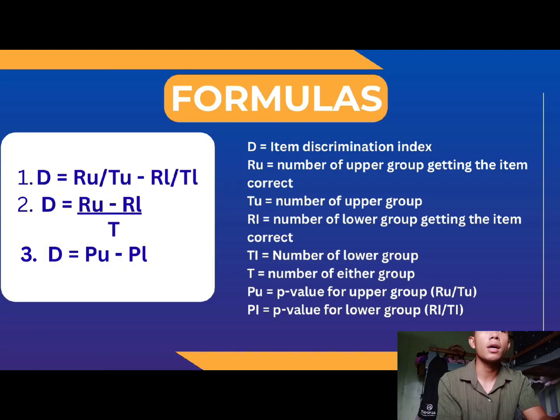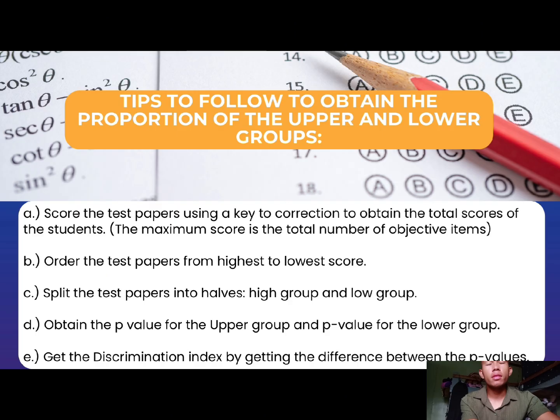Using the formula D equals P sub U minus P sub L, we get D equals 0.80 minus 0.40, which is equal to 0.40 or 40%. This shows that the item has a positive discrimination index, meaning it works well in distinguishing strong students from weak ones. To get the proportion of the upper and lower groups, we need to follow a few steps.